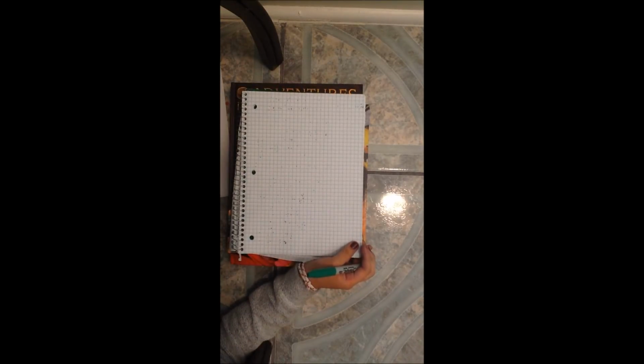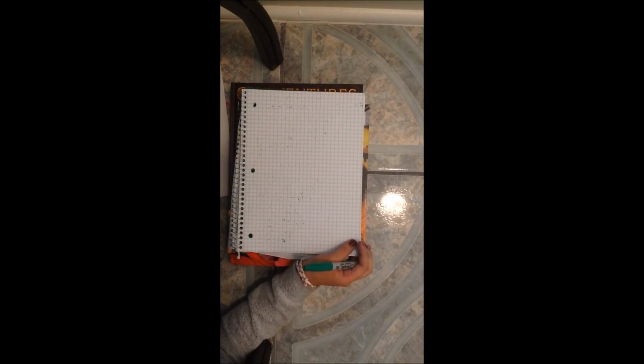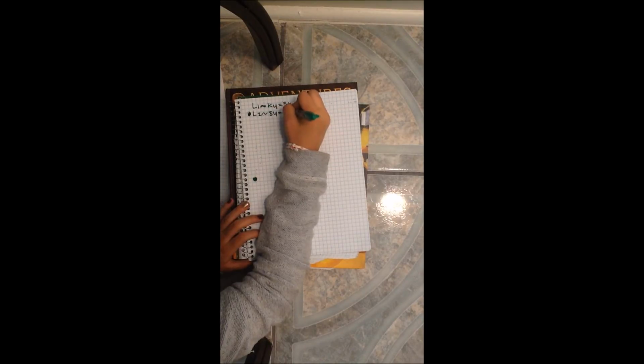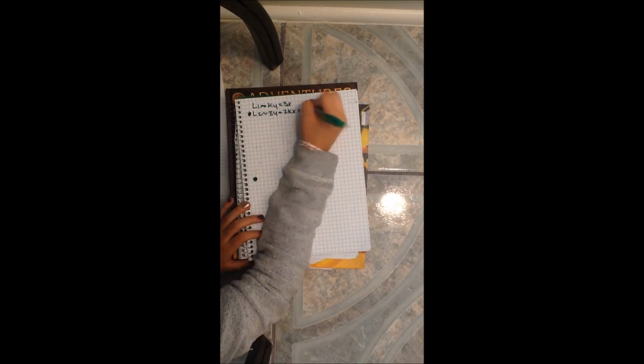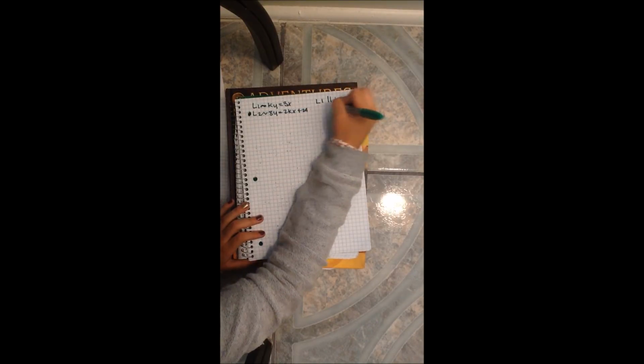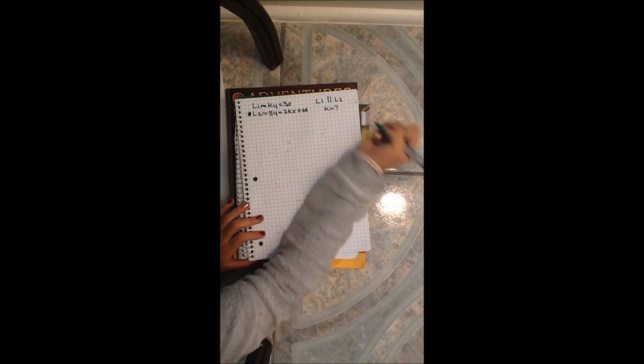Now number 9 says if line 1 equals ky equals 3x, and line 2 is 8y equals 2kx plus 24. Line 1 is parallel to line 2, and I have to find k as well.